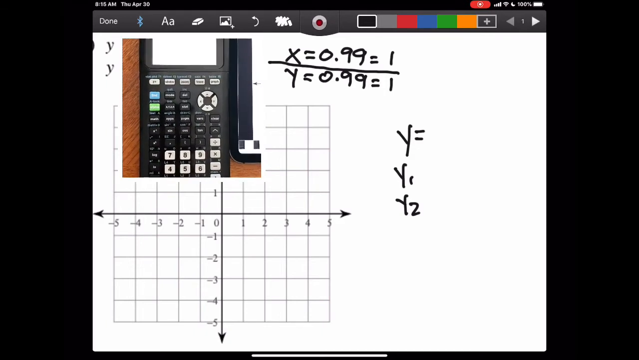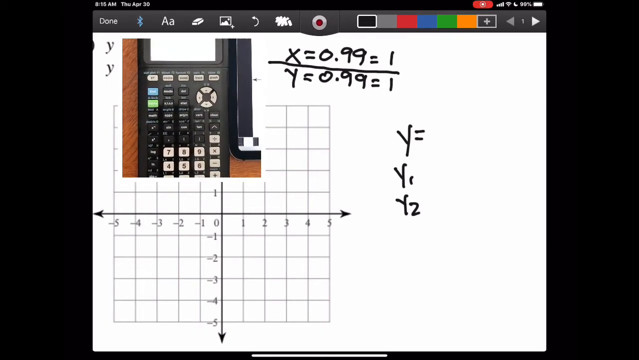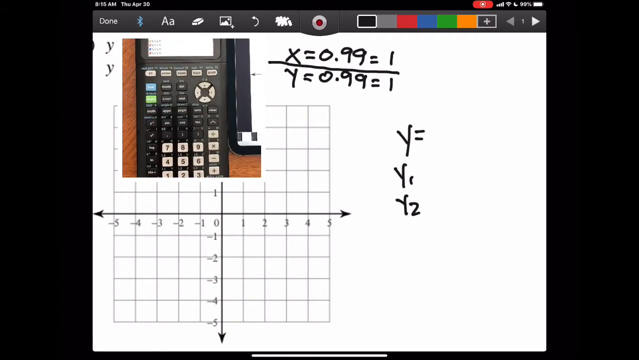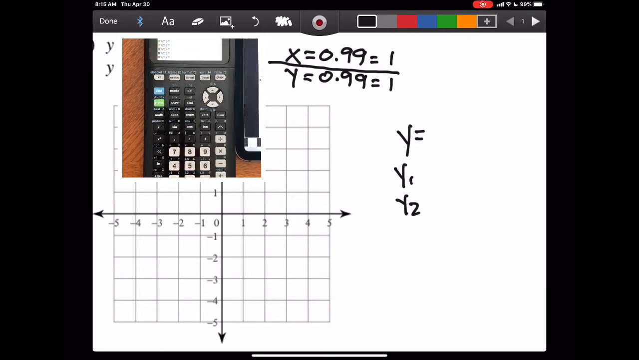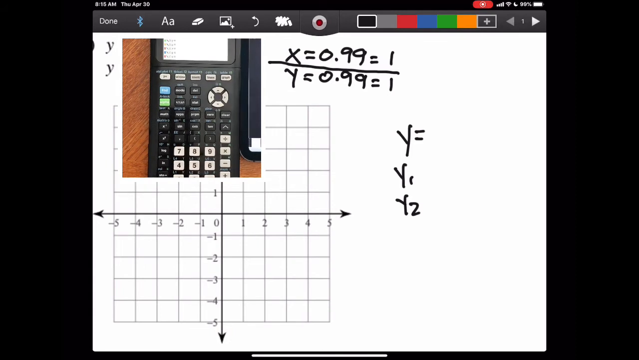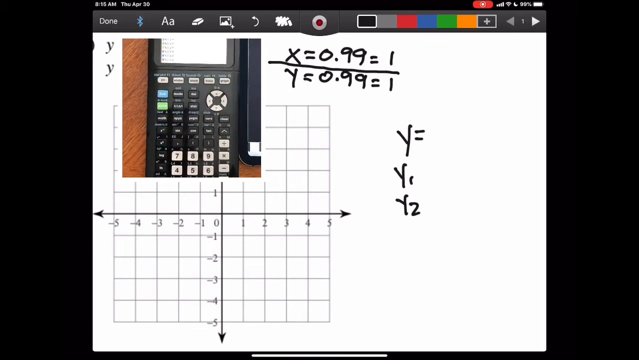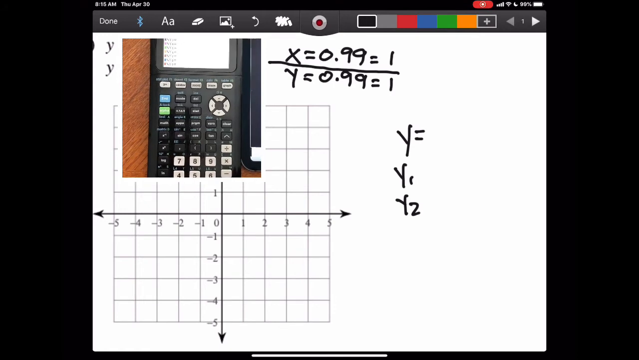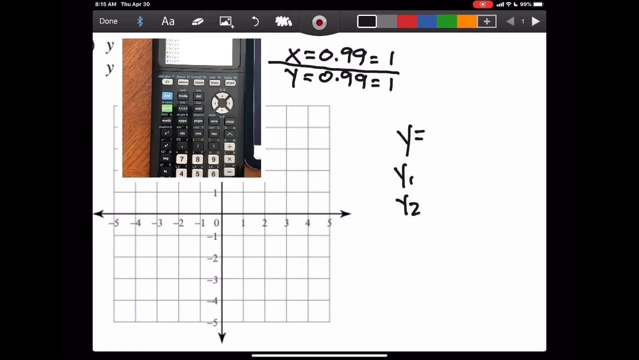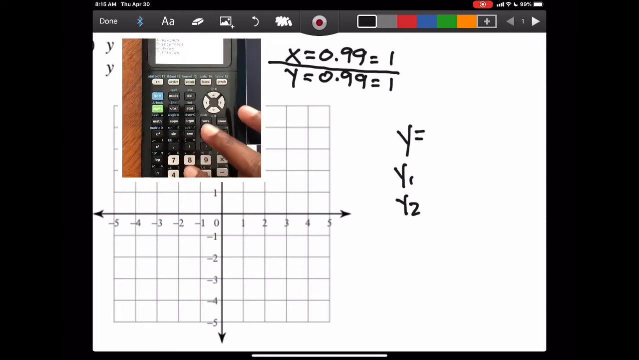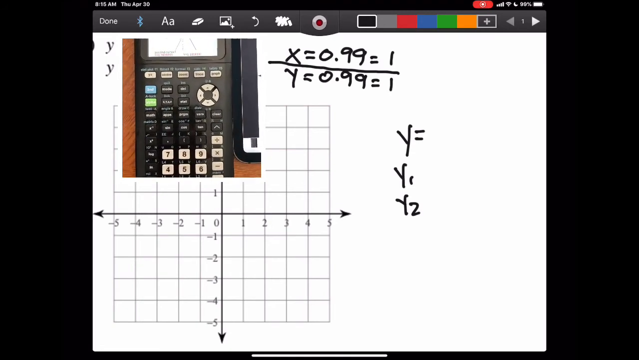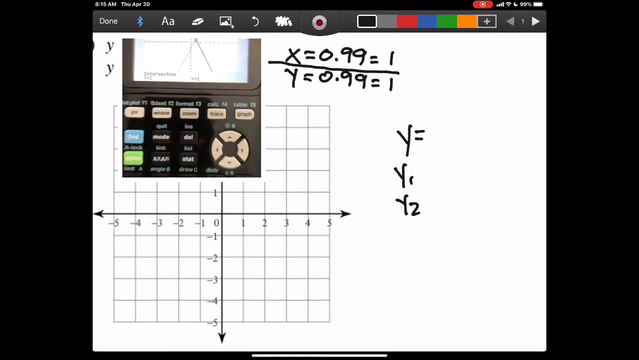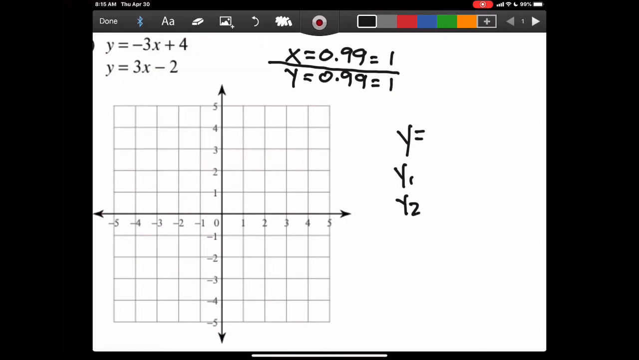On your calculator, if you are using the one that you downloaded online, you will go to y equals. You will put in your equation. Oh, that's not right. Clear. Negative 3x plus 4. Go down to 3x minus 2. Then go to second trace, 5 for intersection. It's going to graph here. You're going to see intersection, and it's going to say x equals 1 and y equals 1. And that was indeed our answer.